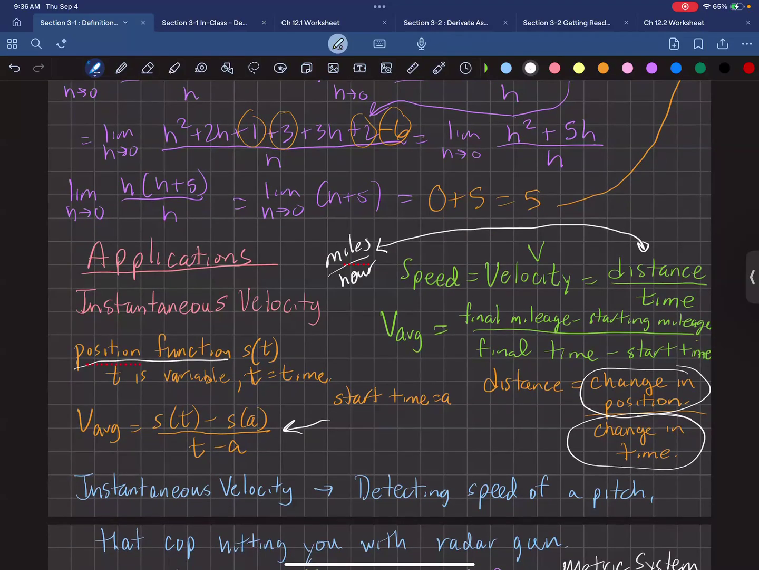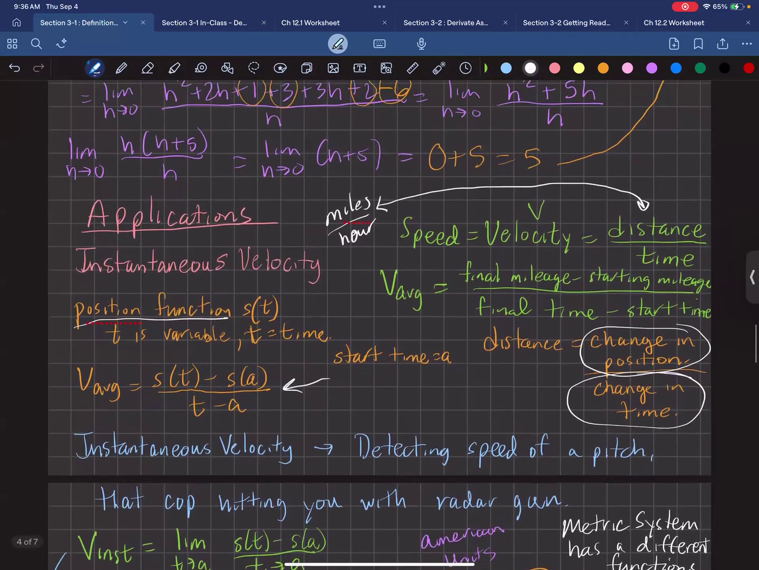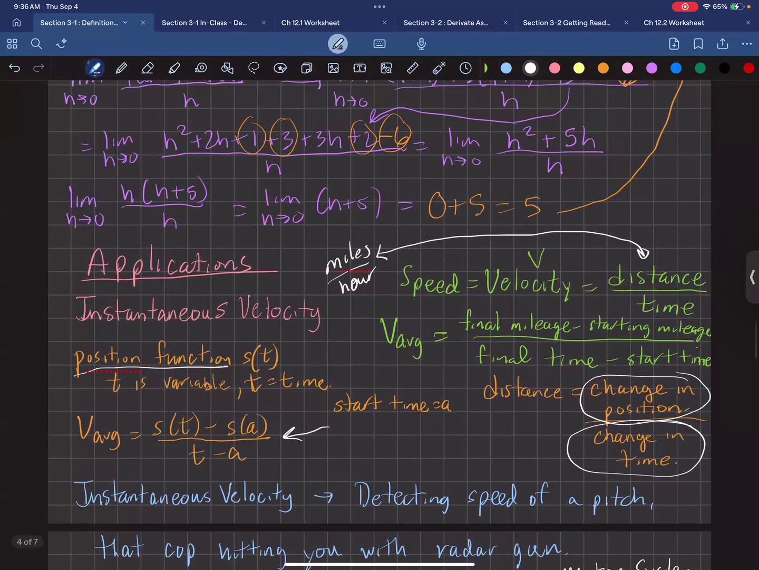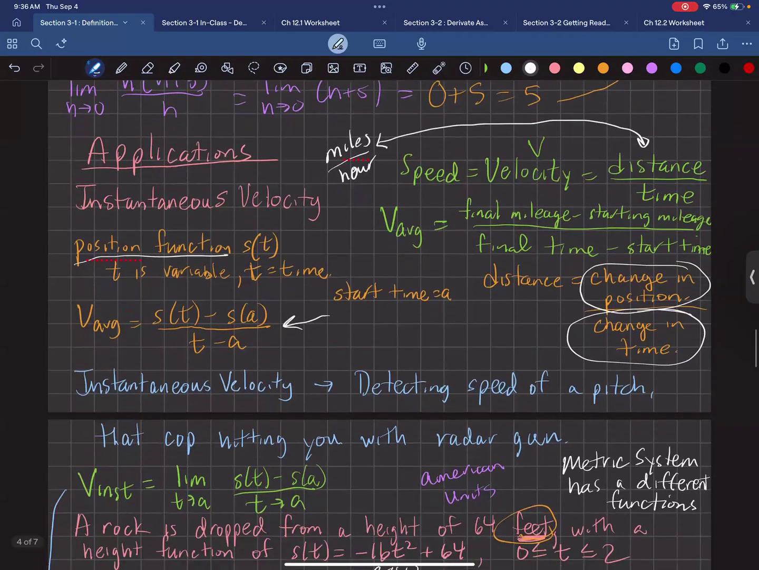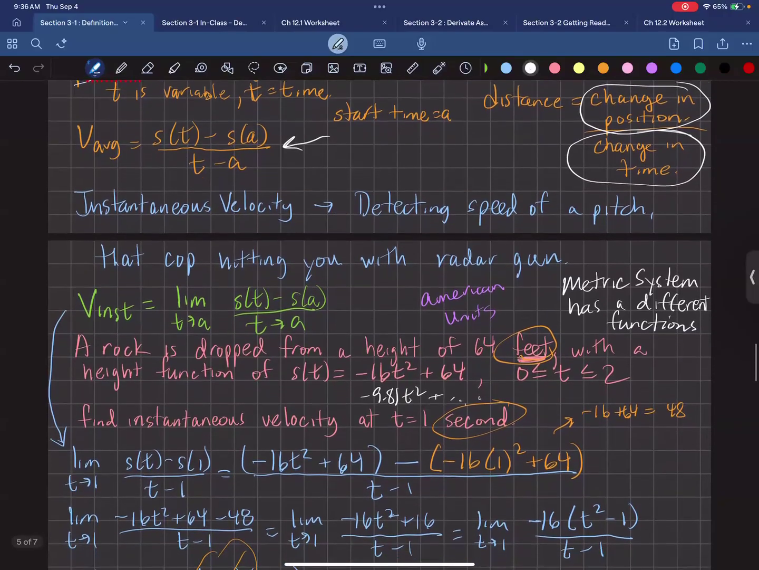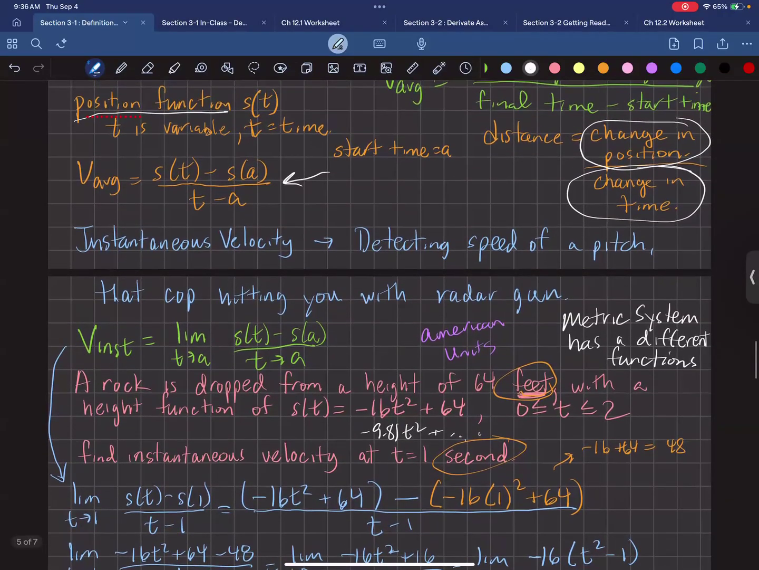It allows you to track distance. Instantaneous velocity is like when they detect the speed of a pitch at a baseball game, or the cop hitting you with his radar gun. It's instantaneous. So this is like doing the limit as t approaches a. This is very much along the lines of what we've been doing. In fact, V instantaneous, as we'll see in the next section, ends up being S prime of t when we look at it without a later on.